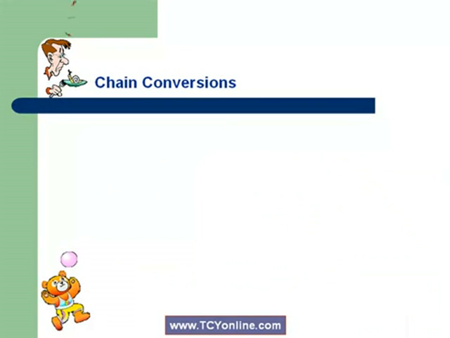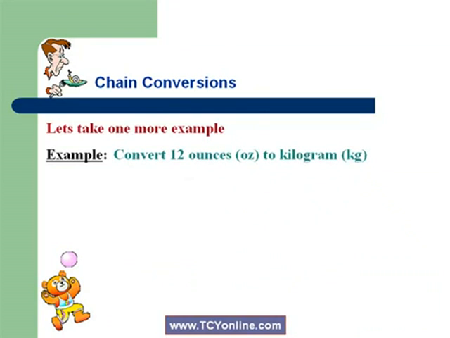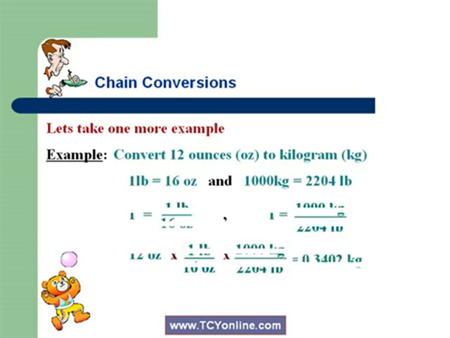Now let's look at one more example. We need to convert 12 ounces to kilograms. And we are aware that 1 pound is equal to 16 ounces and 1000 kilograms is equal to 2204 pounds. So first of all, write a fraction equal to 1 by writing the equation with the desired unit on top and the given unit on bottom. So for 1 pound equals 16 ounces, we can write 1 equals 1 pound over 16 ounces.